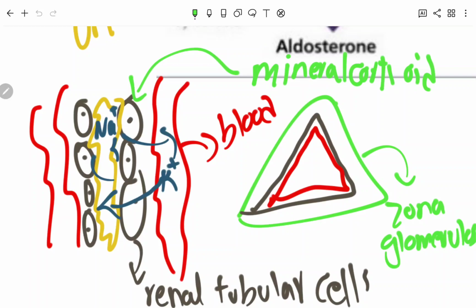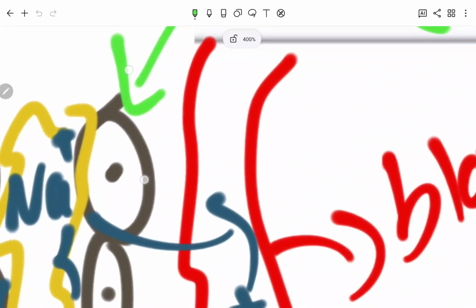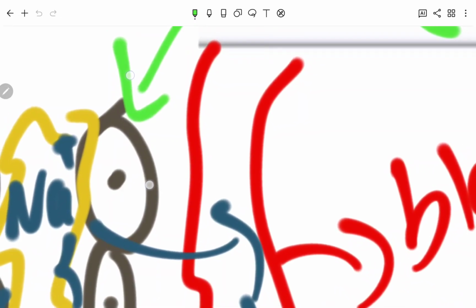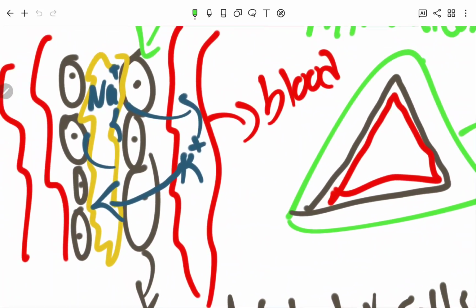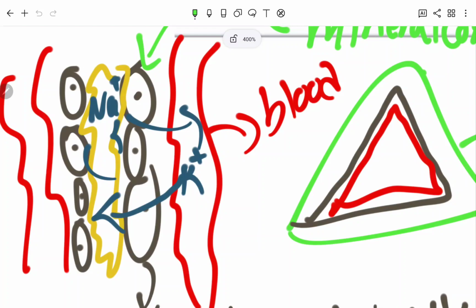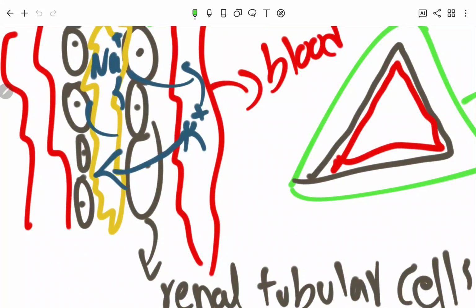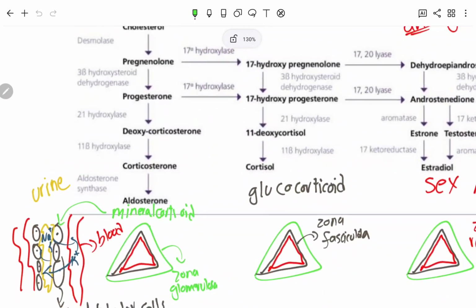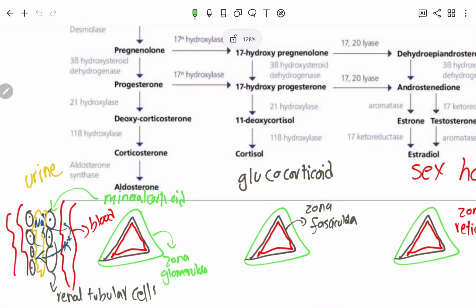Now, the mineralocorticoid is going to diffuse across the cell membrane of the renal tubular cells and bind to intracellular receptors, and it's going to induce modifications on the cell in order to enable the cell to reabsorb more sodium from the urine back into the bloodstream. And in its place, potassium is going to be secreted from the bloodstream into the urine. Now, I'm not going to delve into the importance and the functions of sodium and potassium. That's physiology stuff. My main focus in this video is the biochemistry.